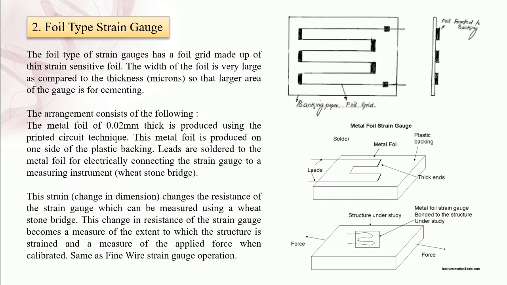Now the next type of strain gauge what we are going to discuss is the foil strain gauge. Basically this foil type of strain gauge has a foil grid made up of thin strain sensitive resistive foil. The width of the foil is very large as compared to the thickness, so that the larger area of the gauge is available for cementing. In this type of gauge, the strain is sensed with the help of a metal foil.